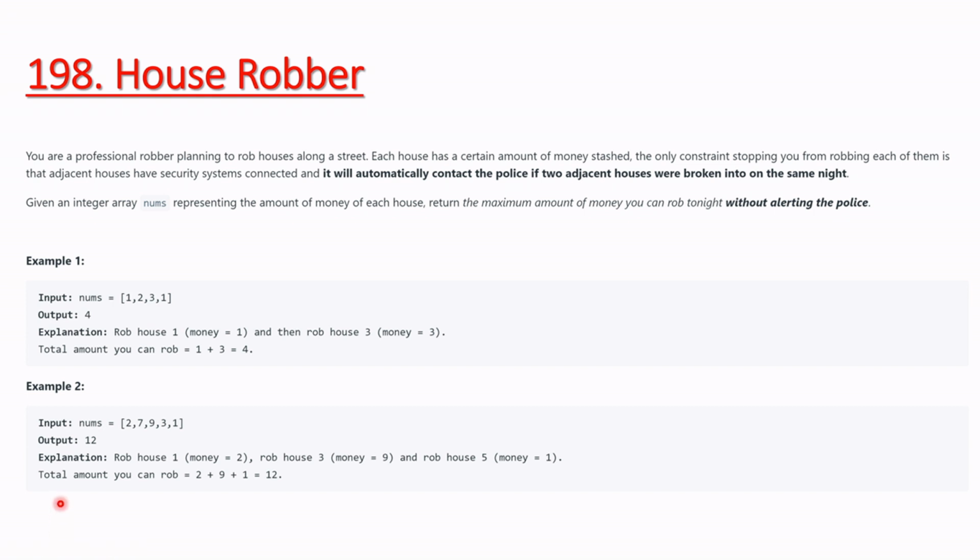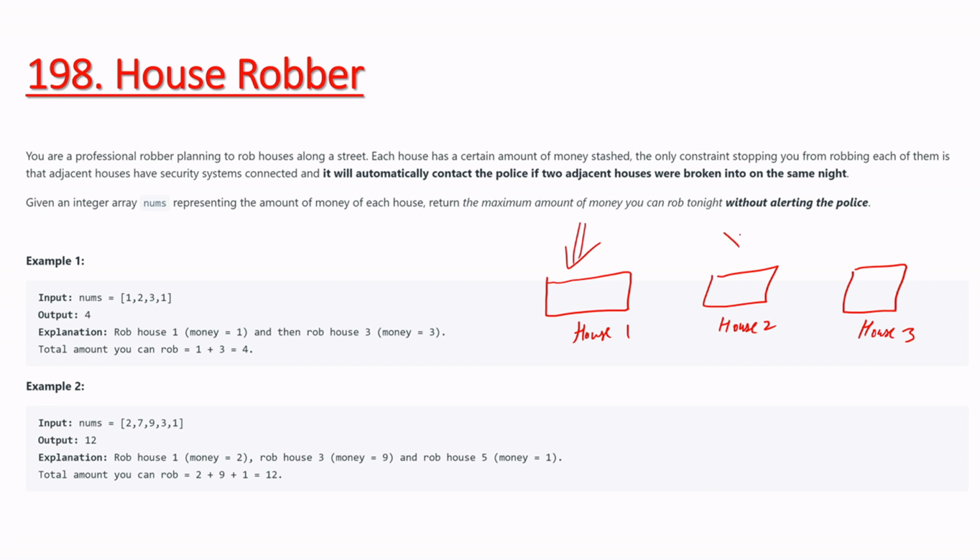Let's understand one more time. We have 3 consecutive houses, right? This is house 1, this is house 2, and this is house 3. If you start from this house, you cannot rob the next house; you have to move to the next one. This is the meaning of the question. If you rob the adjacent house, the police will get alerted and you will fail.